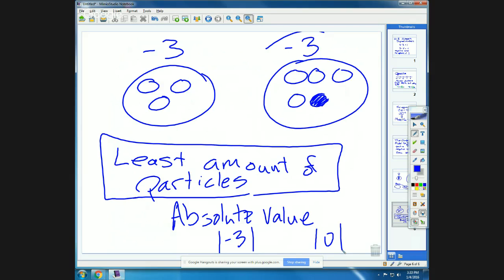So the absolute value of 3 is 3. The absolute value of 0 is 0. And how would you describe the absolute value of 3 to somebody, forgetting about the charged particles? How would you tell some kid how to find the absolute value of 3 or the absolute value of 2?